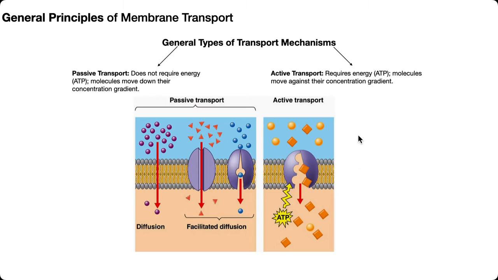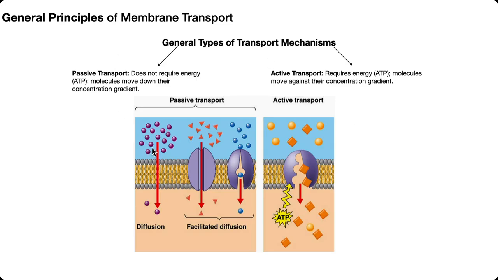So here we're going to look at the different general types of transport. We have active transport and we have passive transport. In general, passive transport, you're going to want to remember a couple of things about passive transport. First of all, you're not going to require any energy for this. This is where we go from high concentration to low concentration. This is what we call a concentration gradient.